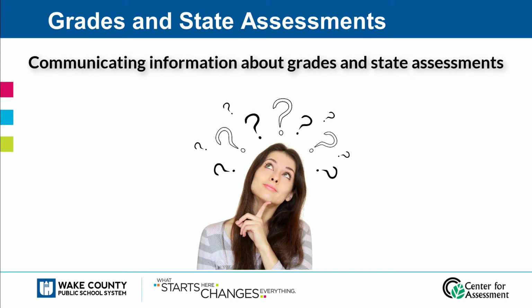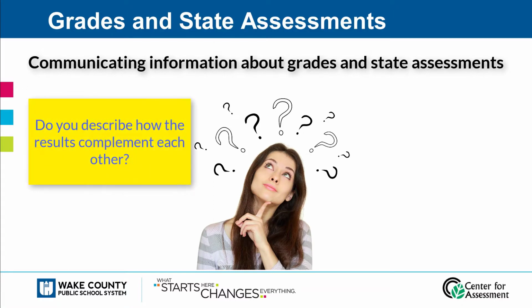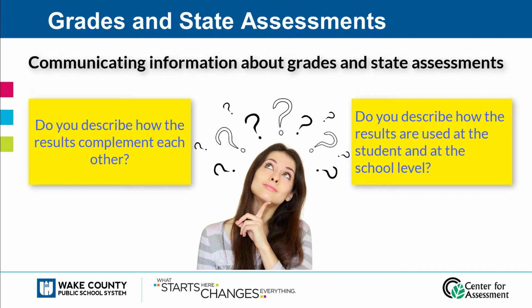So when communicating information about student grades and their scores on the state assessment, it's important that you understand what you expect that relationship to be. And then how do you communicate those expectations to key audiences? Do you describe how the results complement each other and how each are used at the student and school level? Do you know that some audiences value or favor one over the other? Are there differences among the audience in what they value? And how does that impact how you communicate with each of those audiences?